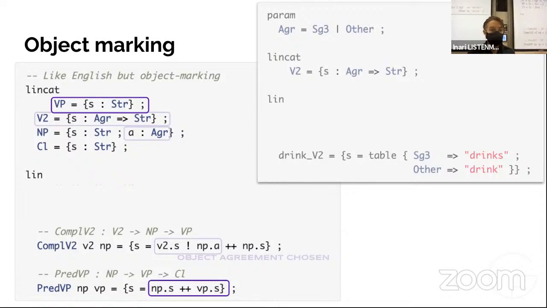So this is like English, but with object marking. I literally changed nothing in the lexicon, just in the syntax. And then we get this: I drinks water and the cat drink me.